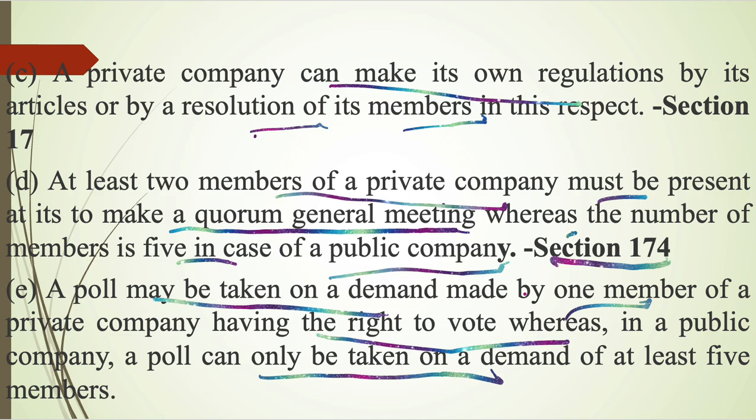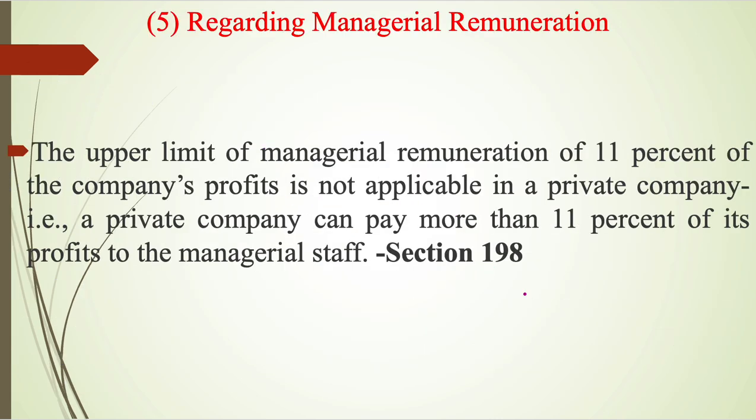The other privilege is related to managerial remuneration. The upper limit of managerial remuneration of 11% of the company's profit is not applicable in a private company. That is, a private company can pay more than 11% of its profits to the managerial staff, which is defined under section 198. So there is no limit for a private company on the remuneration of managerial staff.